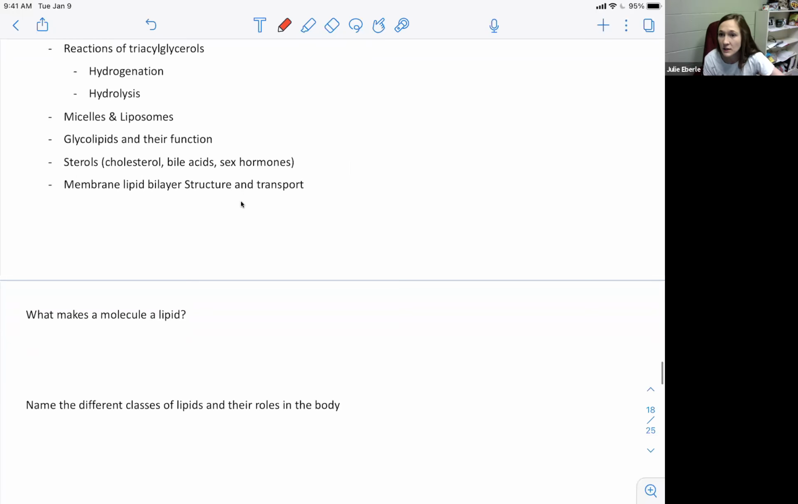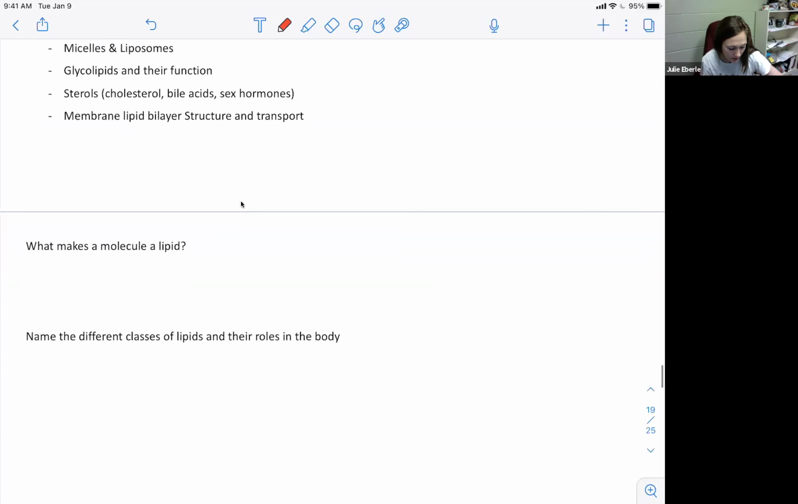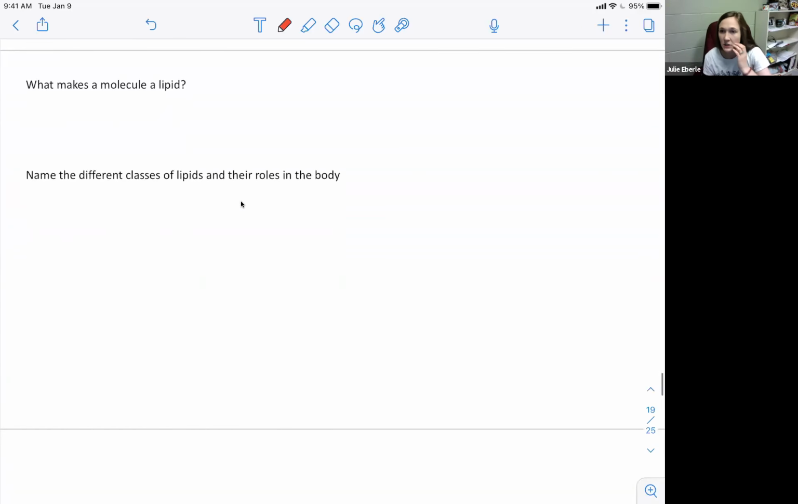Glycolipids and their function, how they're planted in the lipid bilayer, and they have their carbohydrate chains that are intracellular messenger receptors. And then sterols, we talked about cholesterol, bile acids, and sex hormones, and then the whole fluid mosaic model, lipid bilayer, all the components, and then transport across the bilayer. Those are the big ideas from chapter 23. That's a lot. Okay, so let's just begin with this question here.